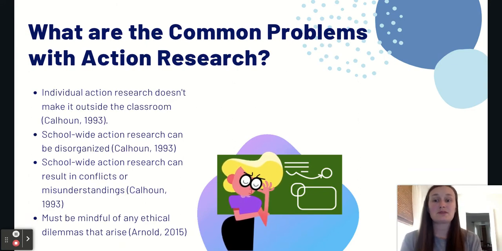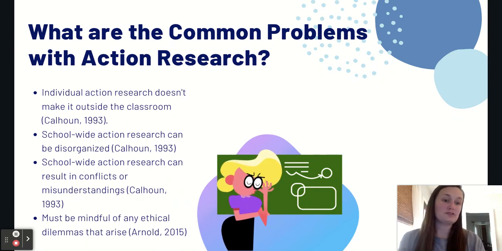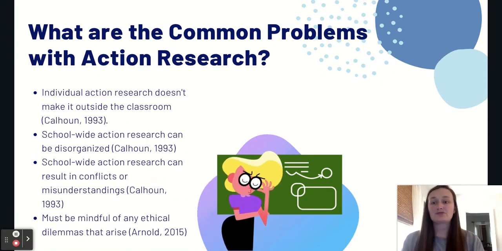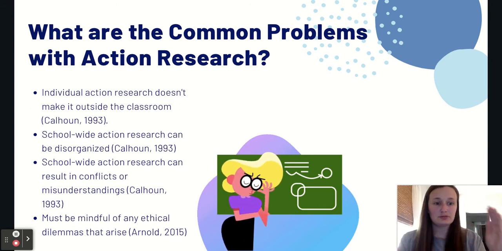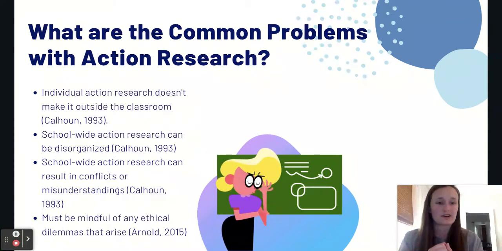So the common problems in action research. Individual action research doesn't make it outside of the classroom. If a teacher is trying to solve a problem in their room, they often don't report it. School-wide action research can tend to be disorganized because there's a lot of different ideas floating around, and because of all these different ideas floating around, that can result in a lot of conflicts or misunderstandings among teachers. Someone might think we need to do this one way, someone else might think another, but ultimately, school-wide action research does tend to lend itself to more collaboration. There might be some disorganization and misunderstandings at first, but usually those issues iron themselves out.